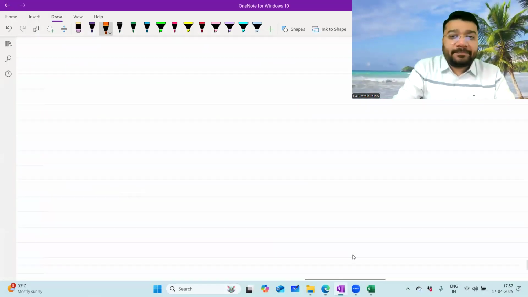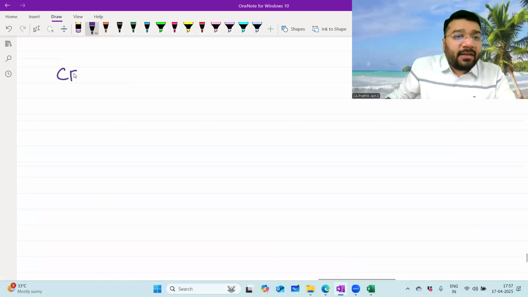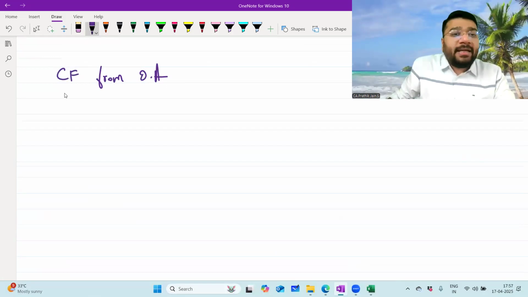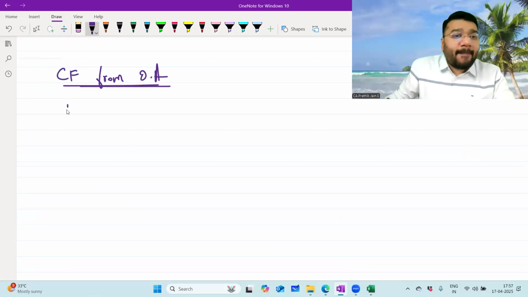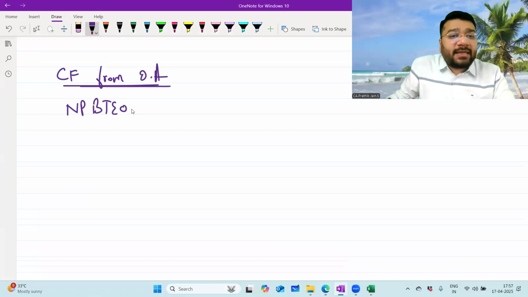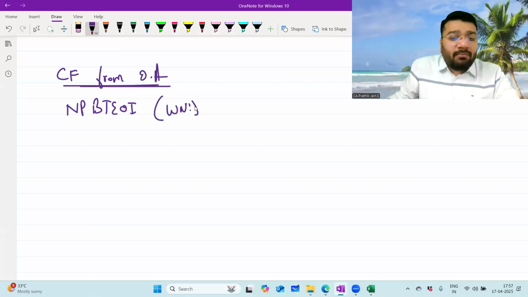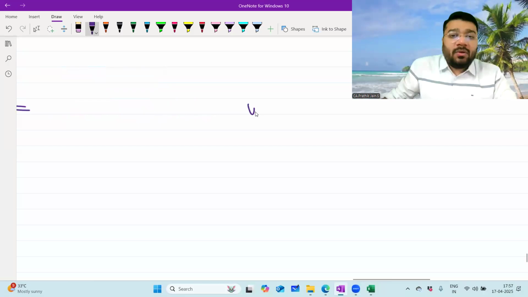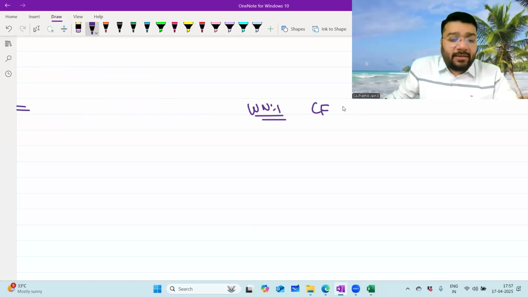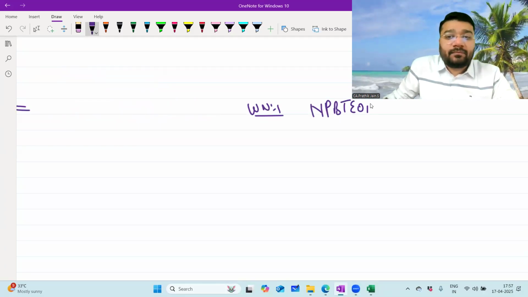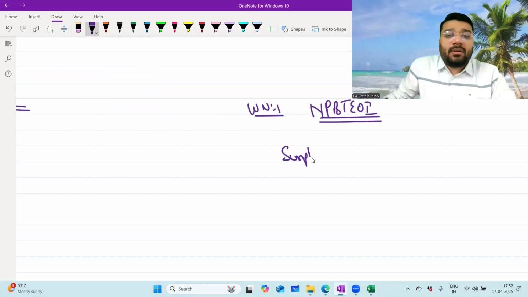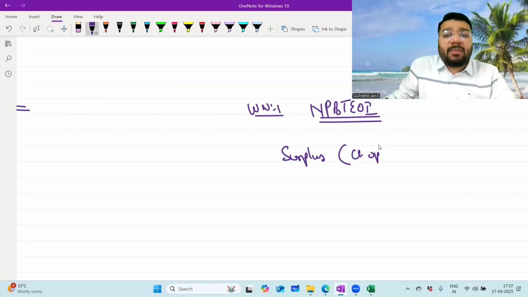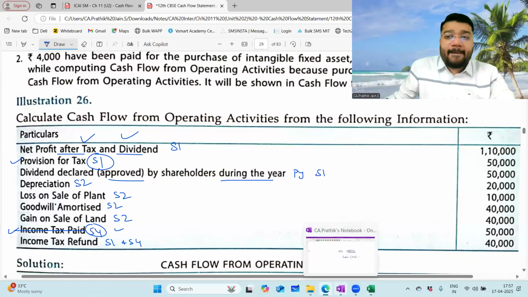Now, please add the heading: cash flow from operating activity. In that, what is my first item? Net profit before tax and extraordinary item. It is not available directly, so working note number 1. Working note number 1, net profit before tax and extraordinary item. Surplus: closing minus opening or opening minus closing? Closing minus opening. That they have directly given, so I'm not bothered. How much is it? 1,10,000.